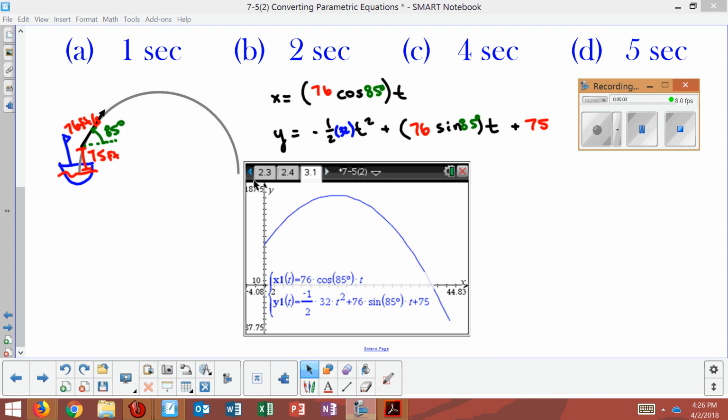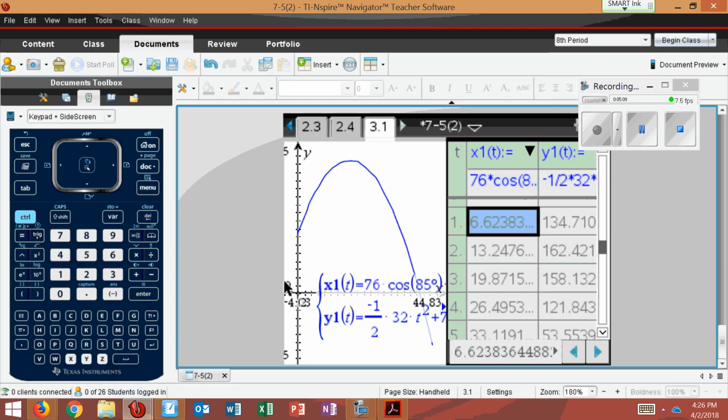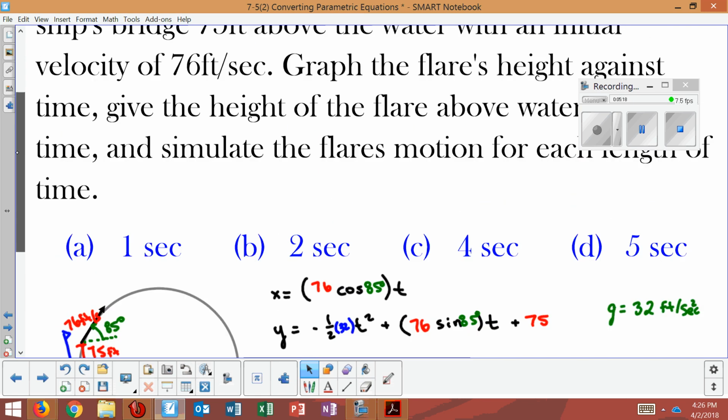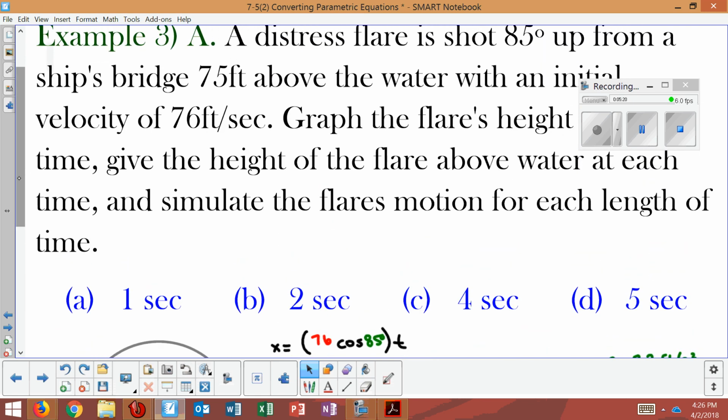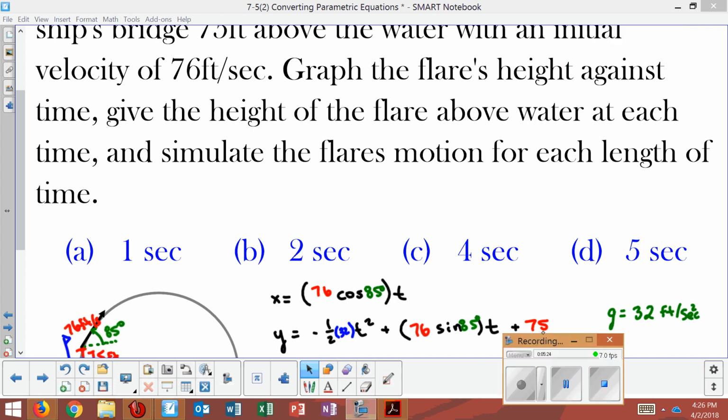So what I can do is come back over here and get the table. The table will give me the exact height. So if I press Control T, notice that it puts the time values here. This would be the horizontal distance, and this would be the heights. I can check to make sure it is looking for heights. Let's see, graph the flare's height against time. What else does it say? Let me move this down here.